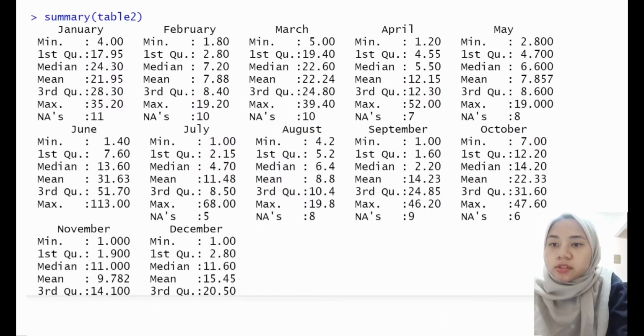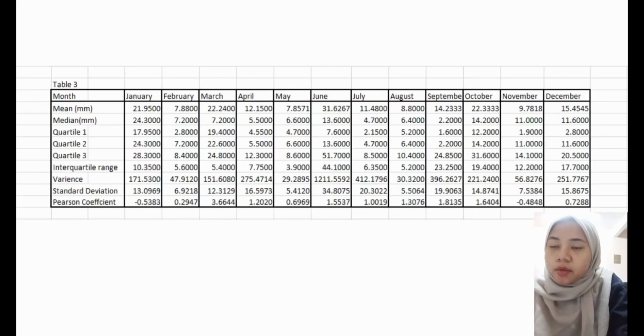So from this summary, we can construct table 3. And from table 3, we can see the comparison of the measures of central tendency of the data collected. From the data, we calculated the median, mean, variance, standard deviation and quartile 3 for the amount of rainfall for each month. This is the output of the summary statistics we got from RStudio.